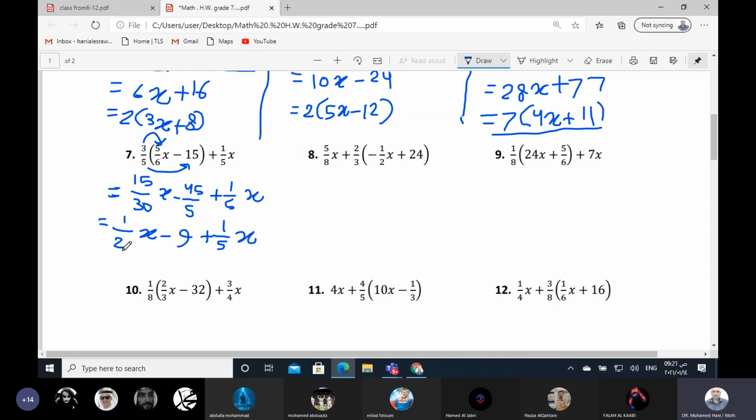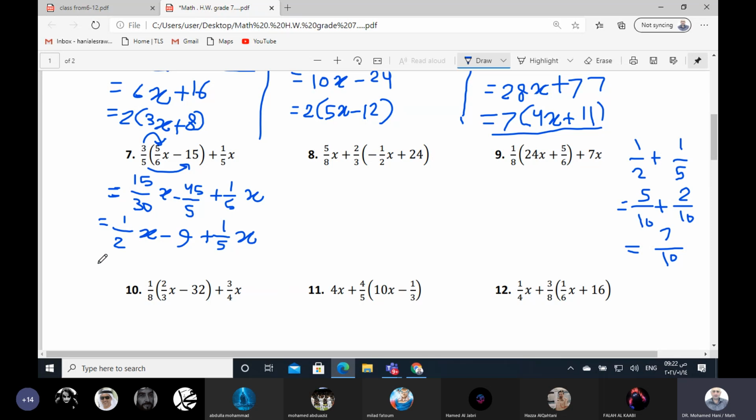Now I can add the like terms. Here we have 1 over 2x and 1 over 5x, but 1 over 2 and 1 over 5 are alike fractions. How to add it? Switch between the denominators, multiply here by 5 and multiply here by 2. So the first fraction, 5 times 1 will be 5, 5 times 2 will be 10, plus the second fraction, 2 times 1 will be 2, 2 times 5 will be 10. Now 5 plus 2 will be 7 over 10.